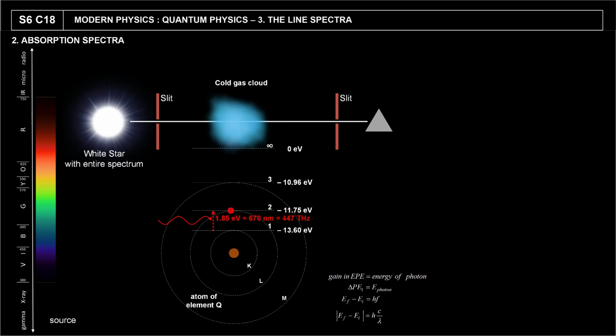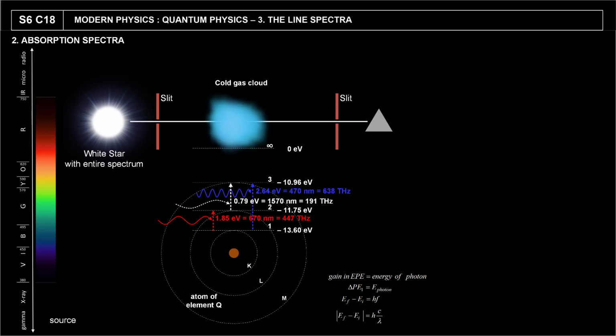Similarly, an electron could jump from the second to the third by absorbing a photon of energy 0.79 electron volts, corresponding to 1570 nanometer wavelength in the infrared region. An electron could also jump from the first to the third directly by absorbing a photon of energy 2.64 electron volts, corresponding to 470 nanometers wavelength available in white light in the blue region.